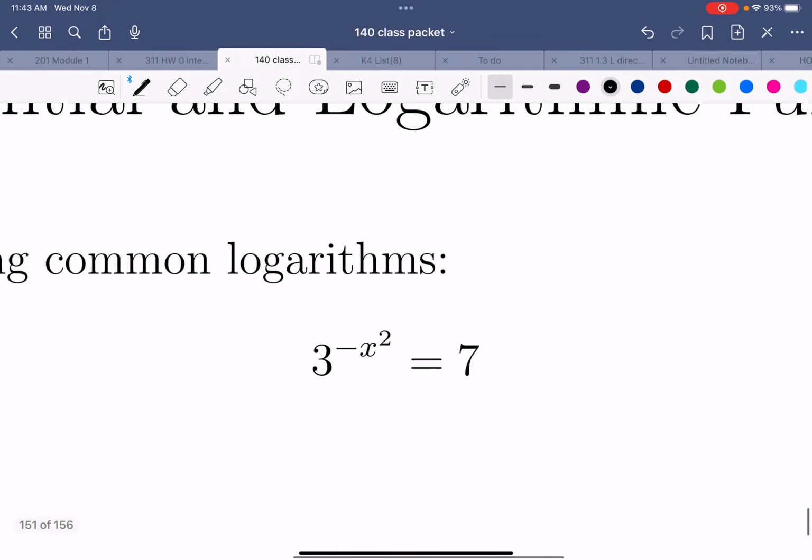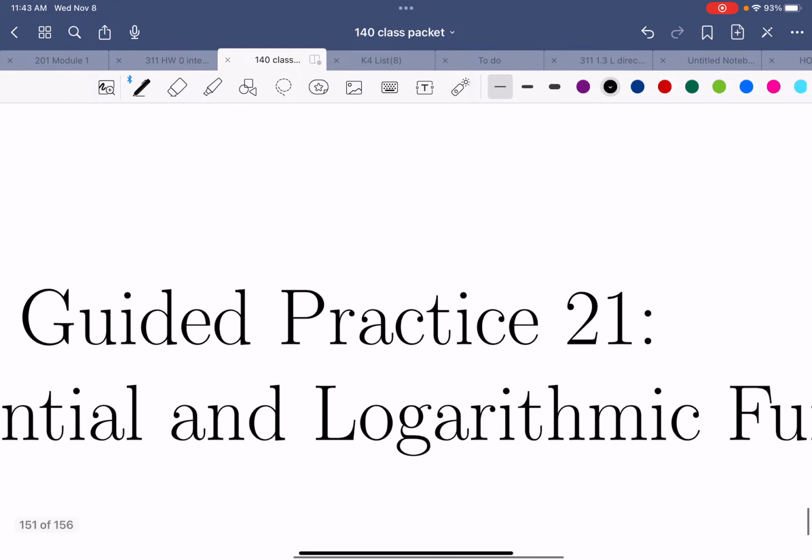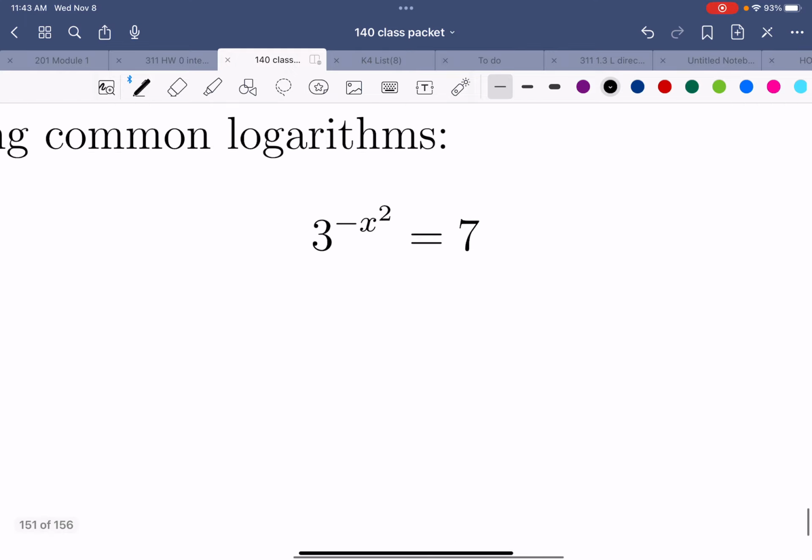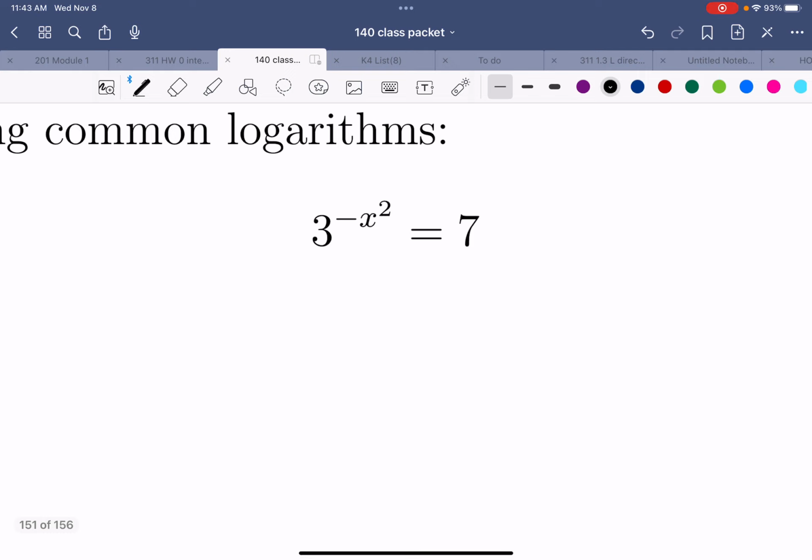Hi all, this is the guided practice problems from section 20, number 21 from section 5.6. We are solving exponential and logarithmic functions today. And so we are able to use the opposite function or the inverse function to solve our different equations. So for number one, we're going to use common logs to solve this one.